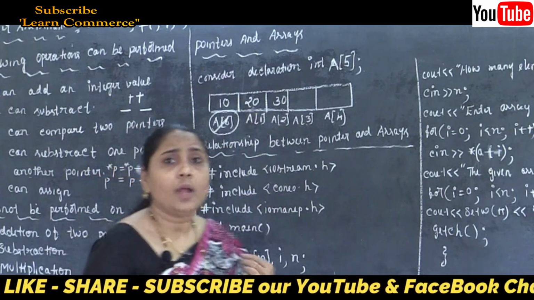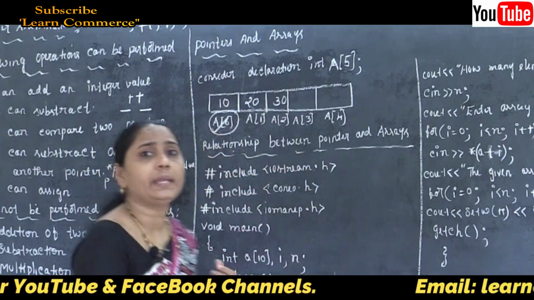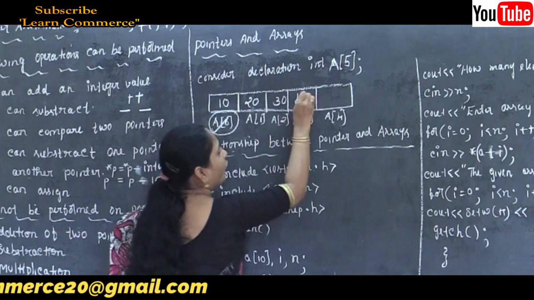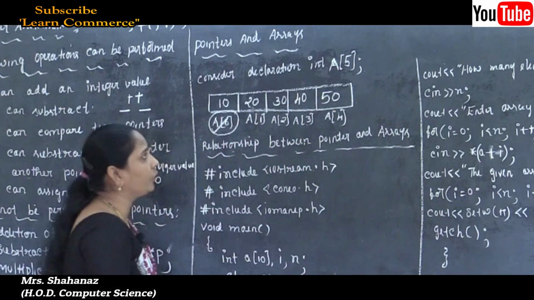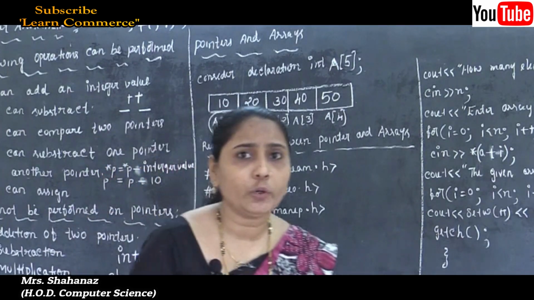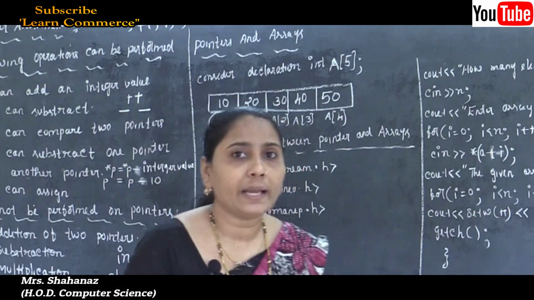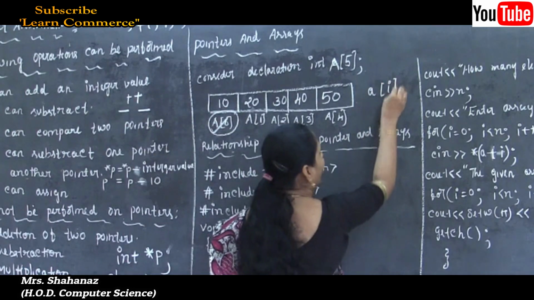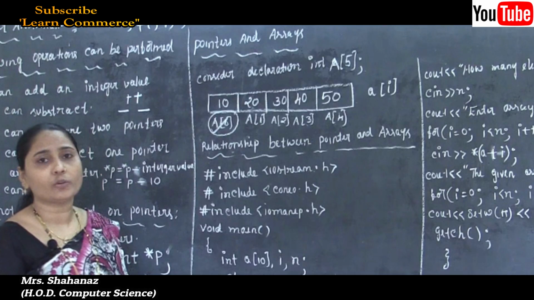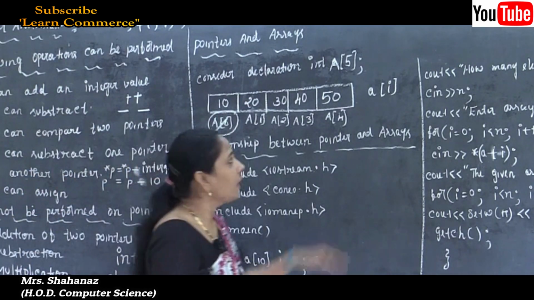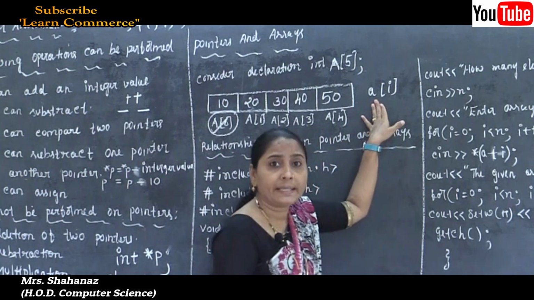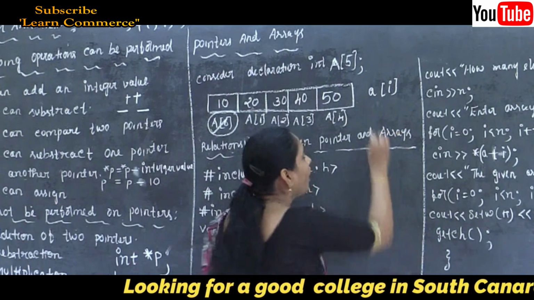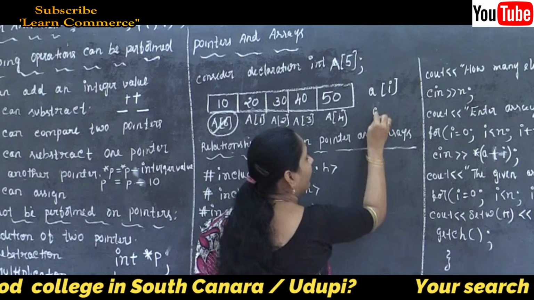So we can say that when the program needs to access any other element, maybe the 20, the 30, the 40, or the 50, any value here, it is going to access it by using A of I. Clear this point? Why? Because it calculates its address by adding I units to the address of A of 0. Clear this point?